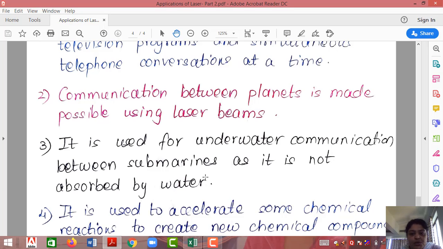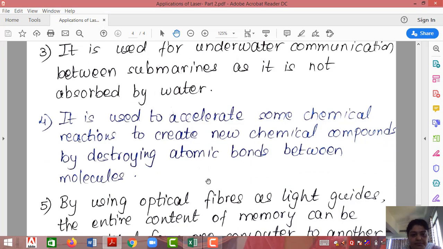Laser is a light source which will never get affected by water. If you have normal light, it can be absorbed by water, but laser, because of the property of coherence, because of the property of high directionality, is never absorbed by water. And that is the reason it is used for underwater communication between submarines.